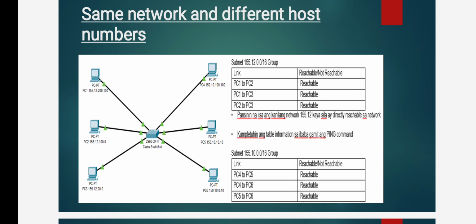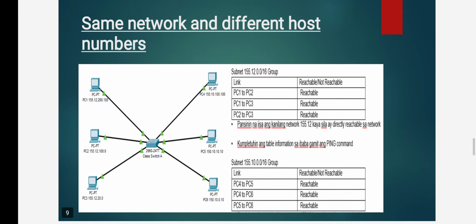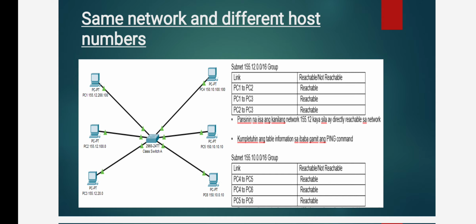So all in all, the subnet address of PC1, 2, and 3 is 155.12.0.0, and the broadcast address is 155.12.255.255.